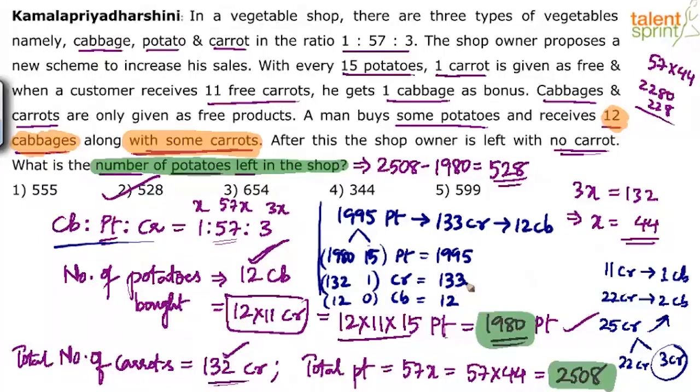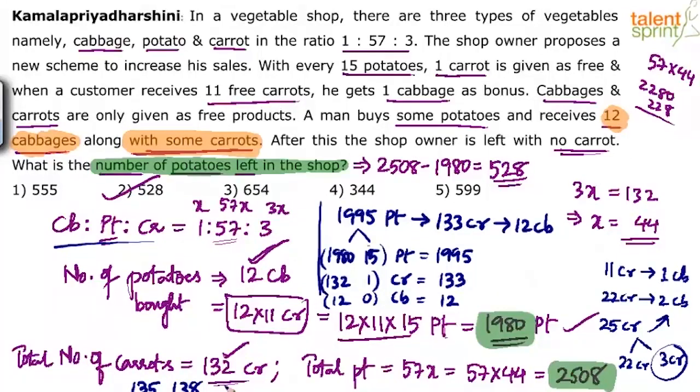But beyond 132, there are other multiples of 3. Like 132 is a multiple of 3, right? Number of carrots 132 is a multiple of 3. That's how we have got 44, right? We said 3x equals 132, so x equals 132 by 3. So 133, 134 are not possible. But after that, 135 is possible. 135 is a multiple of 3.